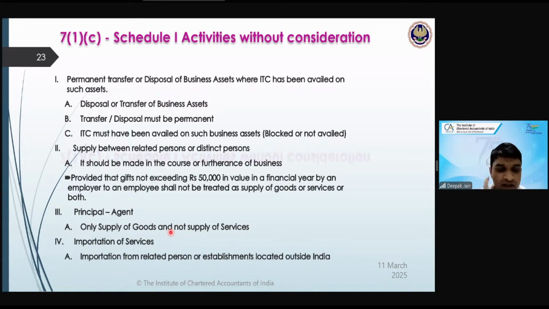Then the last thing is importation of service. Somebody was asking about importation of service. This importation is from related persons or establishments located outside India. That is any kind of supply which is from outside the country. If you have associate enterprises, like Infosys has a branch in India, correct? Now it will have branches in Singapore also, or it will be a separate person because there they register as a separate company, but they are related persons because common shareholders and a lot of other things will be there. So it is a related person. So for any importation from a related person or establishment located outside India, even if there is no consideration, still GST will be paid.